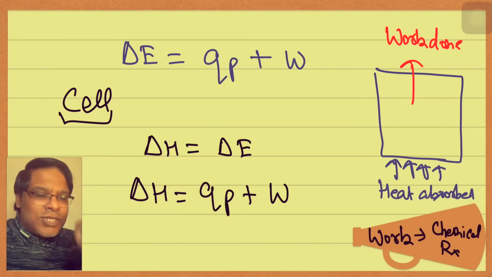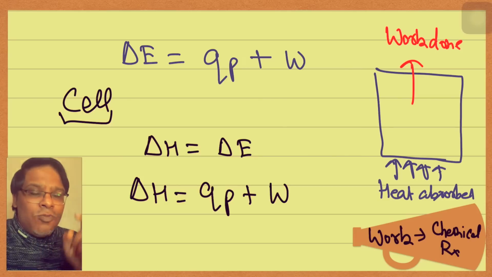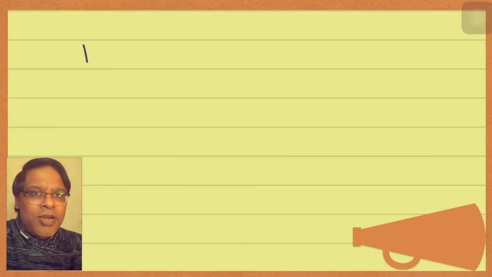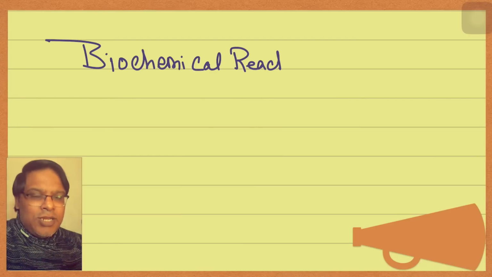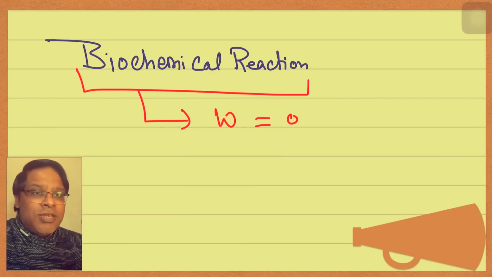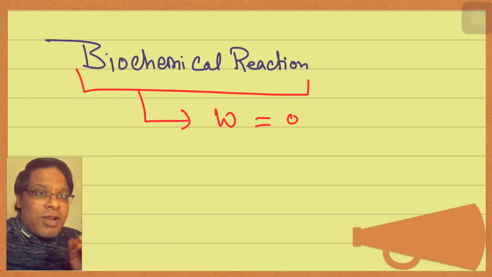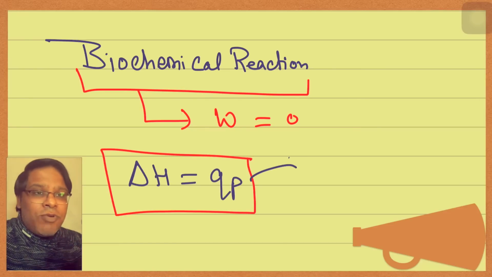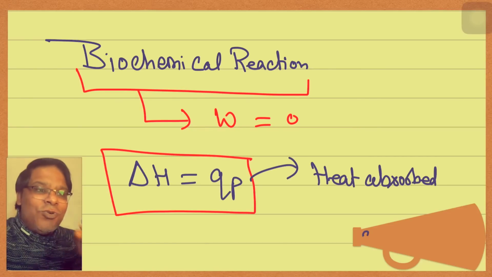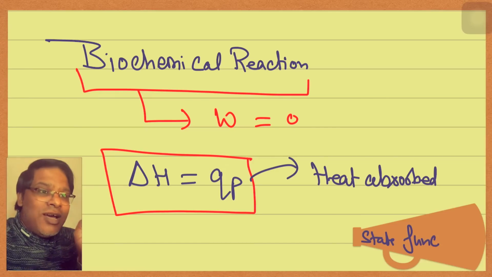Now we discuss this equation with respect to biochemical reactions occurring within the cell. Keep in mind, in all biochemical reactions the work done is 0. You are not going to see any displacement. So in a biochemical reaction the work is 0, and your equation will be delta H is equal to QP. QP is the heat absorbed at constant pressure.